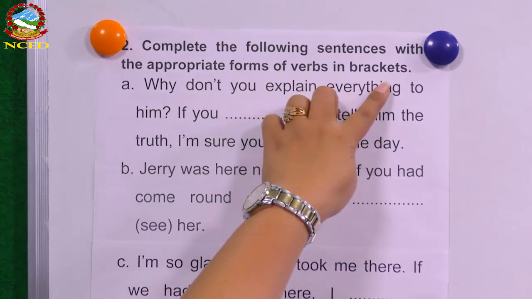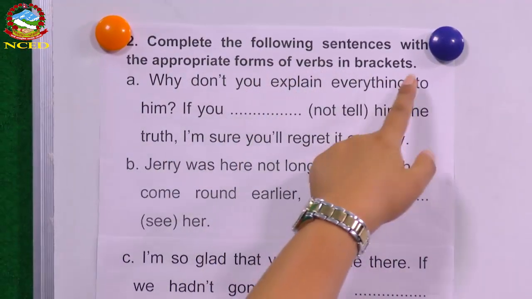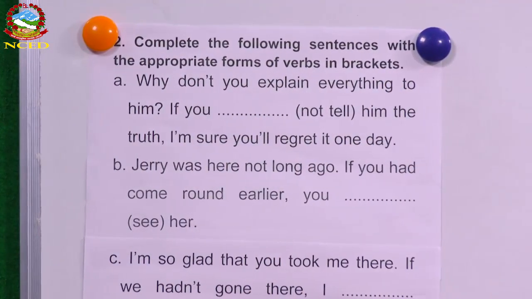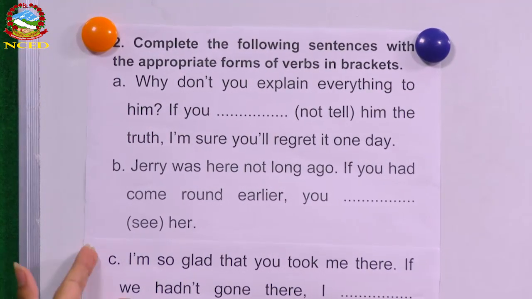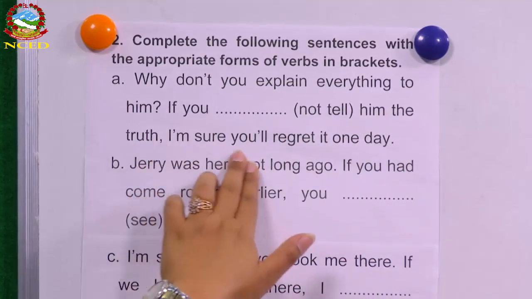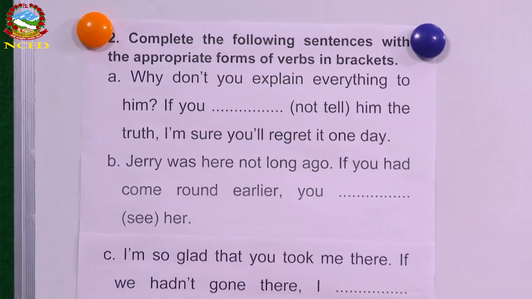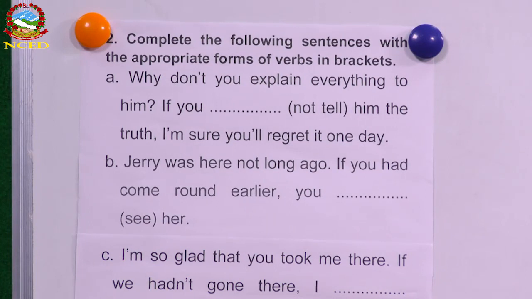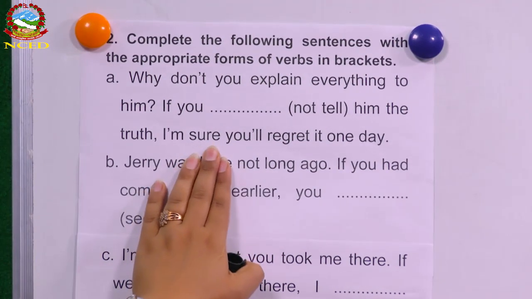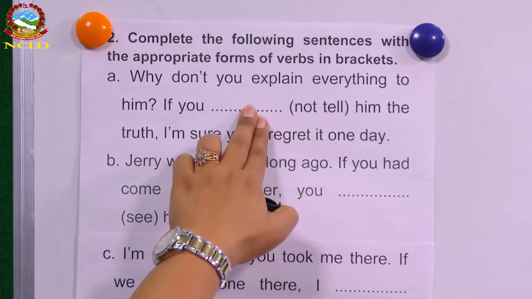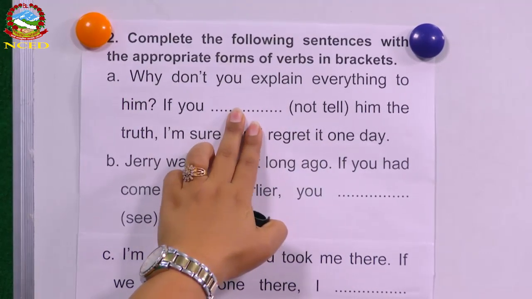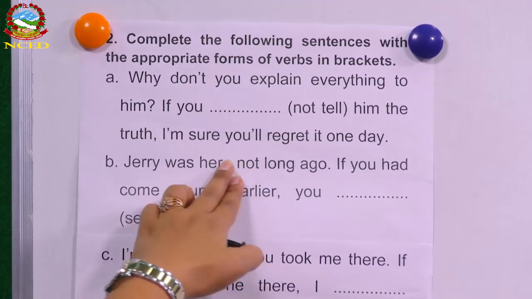Complete the following sentences with the appropriate forms of the verbs in brackets. Why don't you explain everything to him? If you him the truth, I'm sure you'll regret it one day. So what things give you clue here? यहाँ केही कुराले क्लू दिन्छ हामीले कुन कन्डिसनल हो यो र कुन टेन्समा राख्ने भन्ने कुरालाई. So what is the clue here?